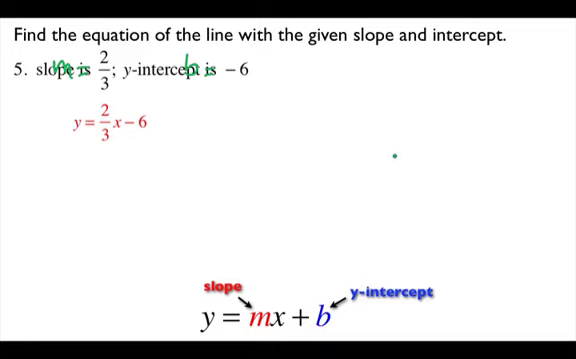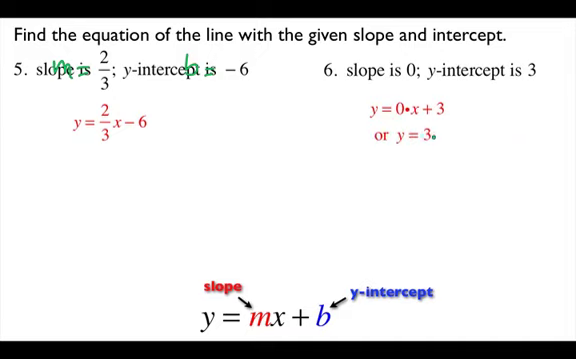Let's go to number 6. The slope is 0. The y-intercept is 3. So again, I'm given the m and I'm given the b, so I plug the information into the form. I can write it like this, or I can also express the answer as y equals 3. They mean the same thing. Let's go to number 7.